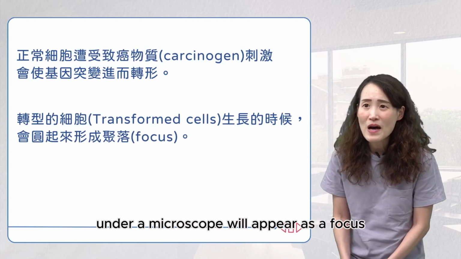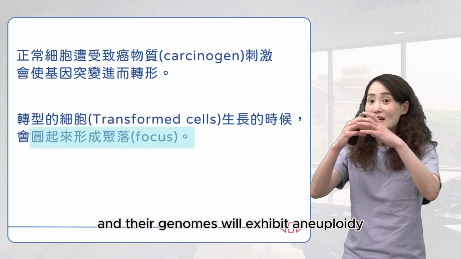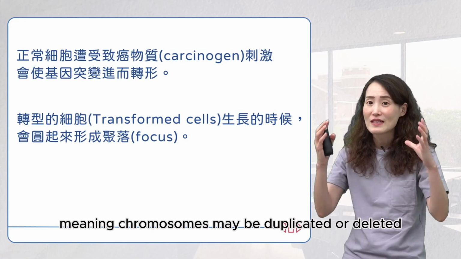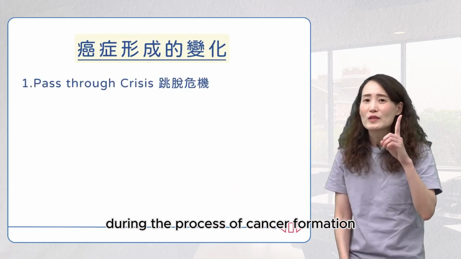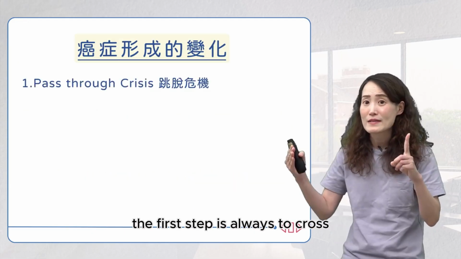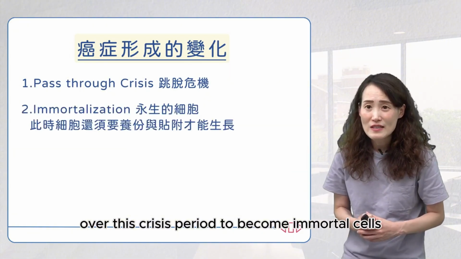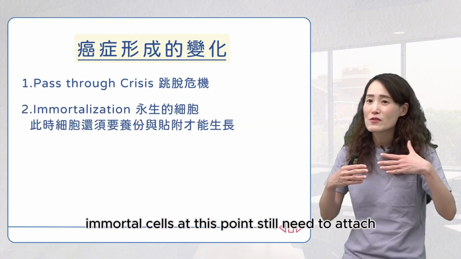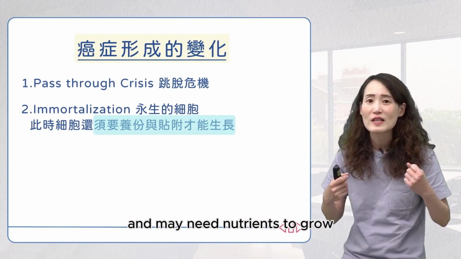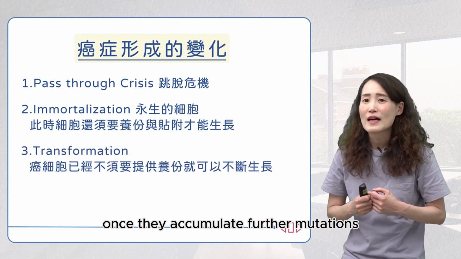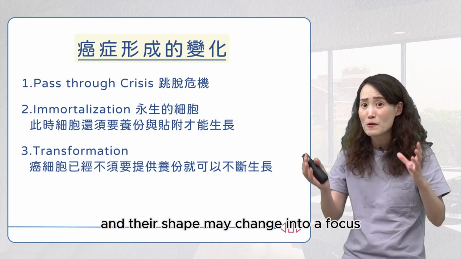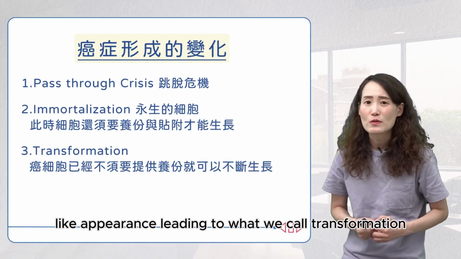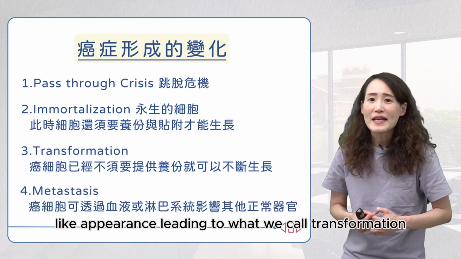Transformed cells under a microscope will appear as a focus, and their genomes will exhibit aneuploidy, meaning chromosomes may be duplicated or deleted. During the process of cancer formation, the first step is always to cross over this crisis period to become immortal cells. Immortal cells at this point still need to attach and may need nutrients to grow. Once they accumulate further mutations, they may not need nutrients to continue growing, and their shape may change into a focus-like appearance, leading to what we call transformation.